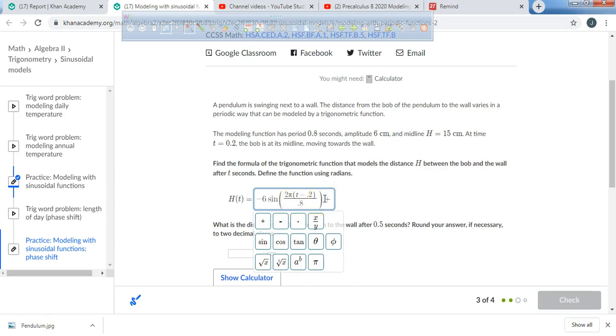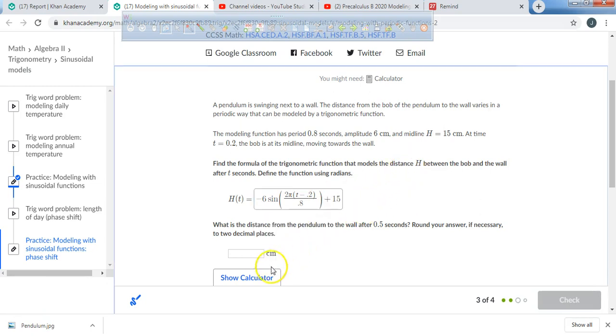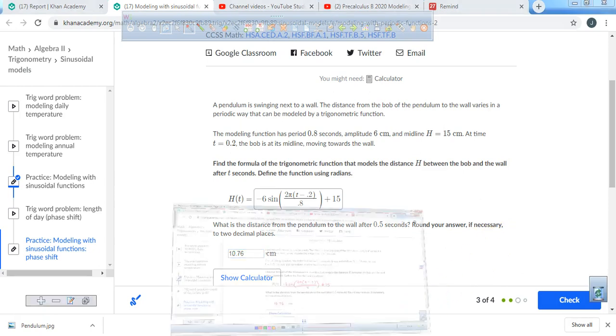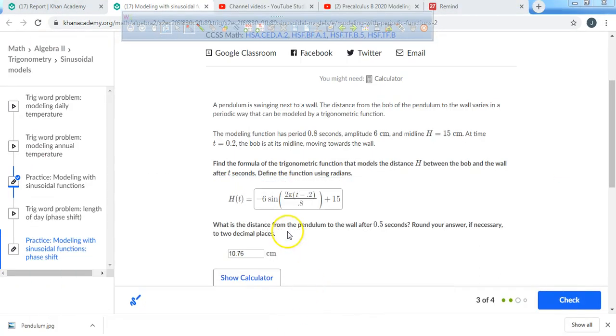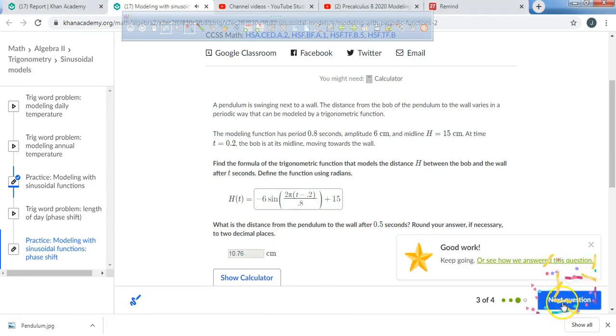We had a midline of 15. All right. And then we're going to type in 10.76. Cross our fingers and our toes. Make sure we typed in everything exactly as it appears. All right. Looks pretty good. Let's go ahead and hit check. And voila, we got it right.